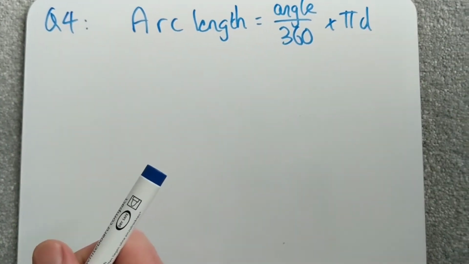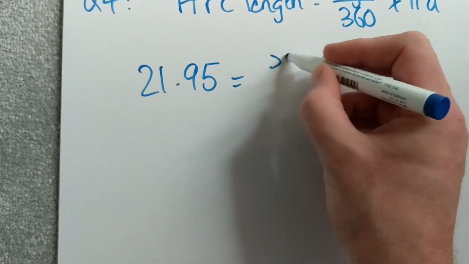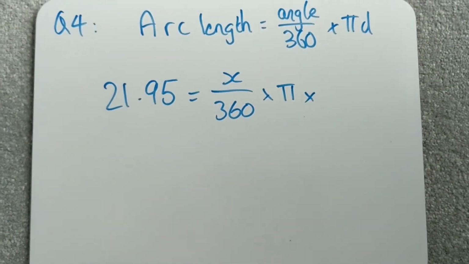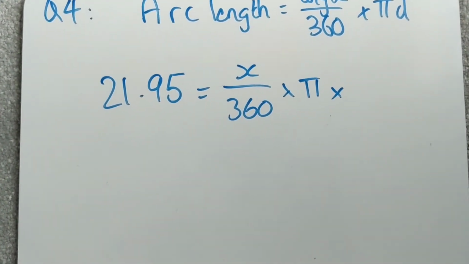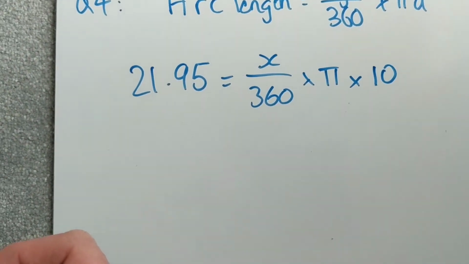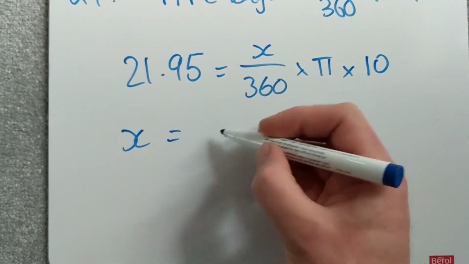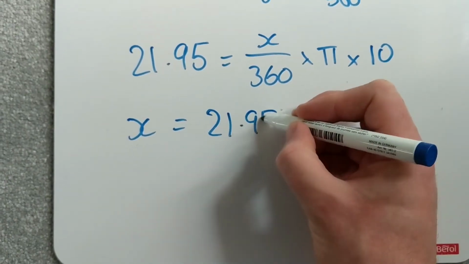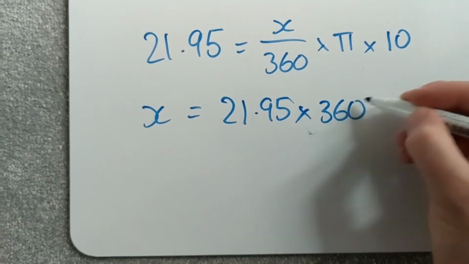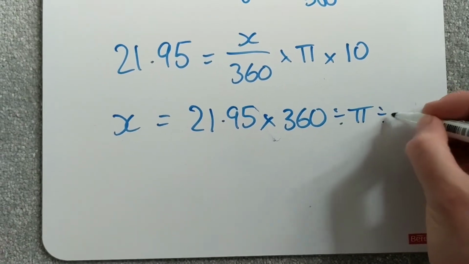So then you need to sub in the information that you've got. You know the arc length is 21.95. The angle is x over 360 times pi times the diameter. Now I think in the question it mentions that the radius is 5. So the diameter therefore would be double that, which is 10. To work back to what x is, to get x on its own, move the 360 over, so it's 21.95 times 360. Trying to make a mistake there. And you move the pi over, and the times 10 over as divide by pi and divide by 10.